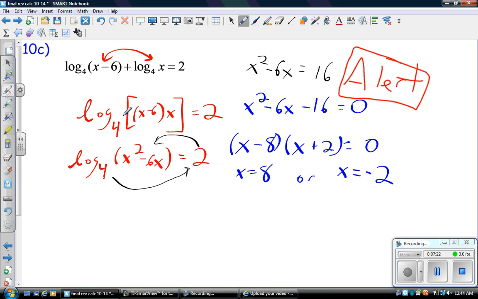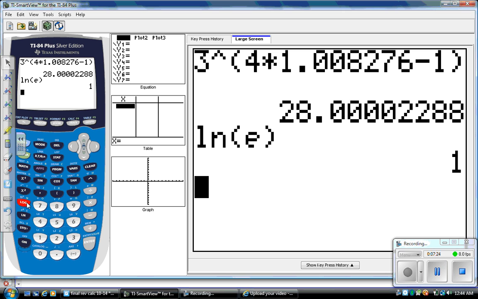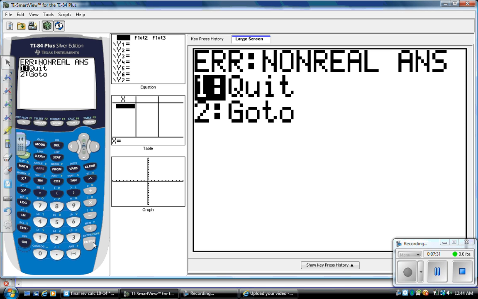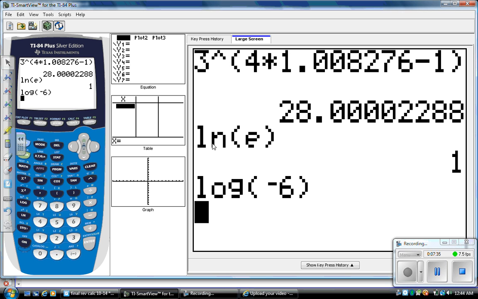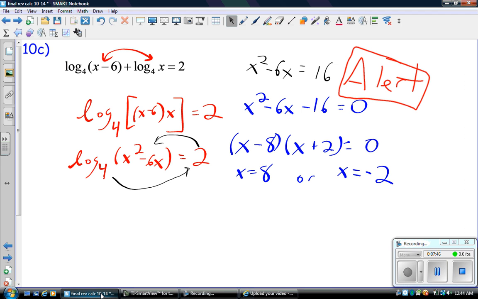You could try it in your calculator and you can see. If I did the log of negative 6, it's going to get mad at me. Nope, non-real answer. And really think about that. The reason that's not working is because you're saying 10 to some power equals a negative number. 10 to any power cannot possibly be negative. So, get back to our problem.